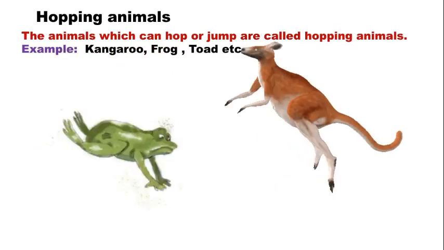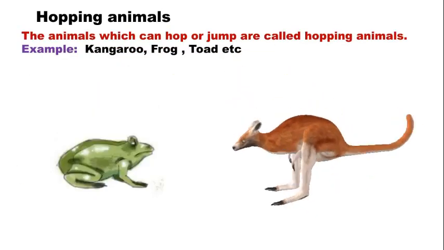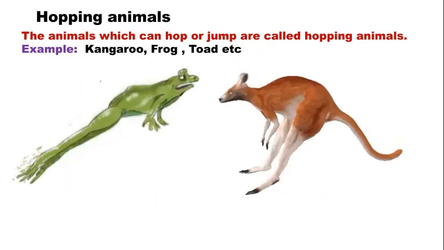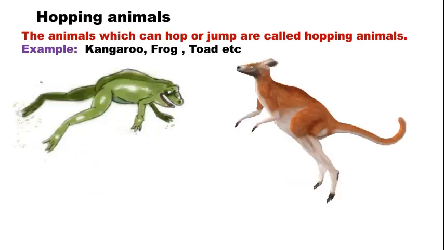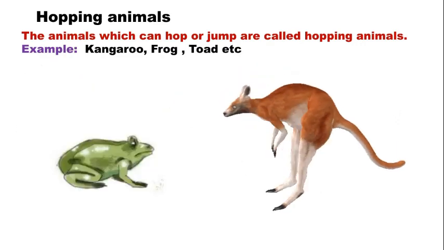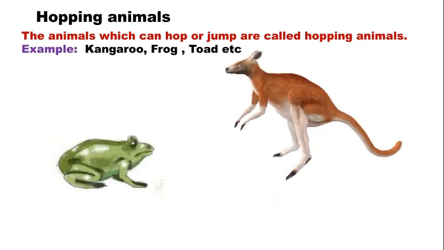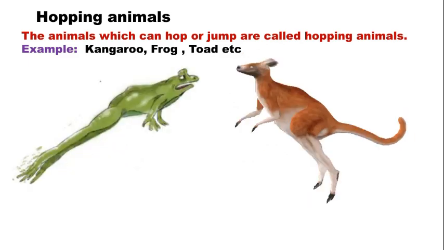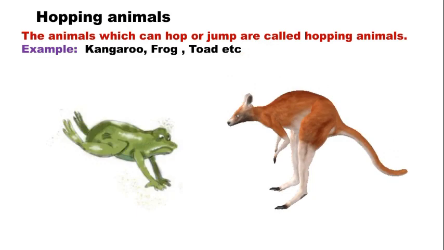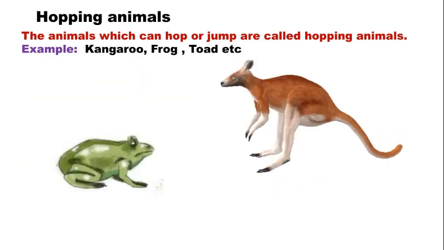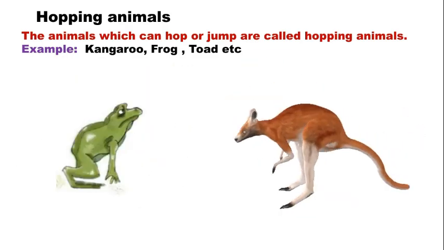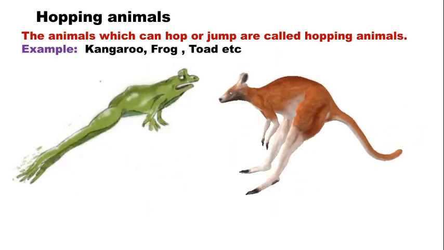So next, move on to hopping animals. So what are hopping animals? The animals which can hop or jump are called hopping animals. For example, kangaroo, frog, toad, etc. Toad means this is also a type of frog, but it is bigger in size. Okay, children. So in the picture you can see how this frog is jumping, how it's hopping, and even how the kangaroo is hopping. So this type of animals are called hopping animals.